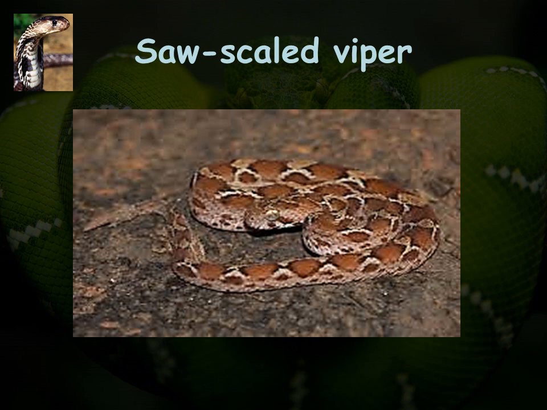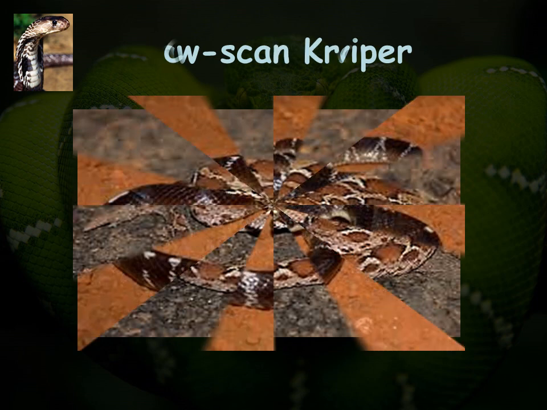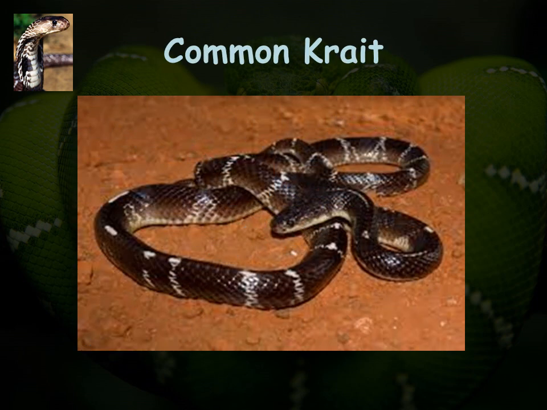The next slide shows the saw-scaled viper. The snake can be identified by the presence of the saw-like scale over the entire body, but from a distance it can be identified by the presence of rhomboid shaped structures all over the body, as you can see in the picture. And here is a real-time picture of the snake where the venom gland is being pressed by two fingers, and you can see that the venom is coming down the fangs and it is being collected.